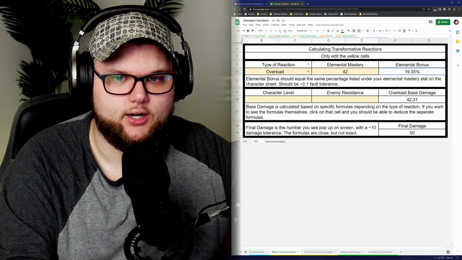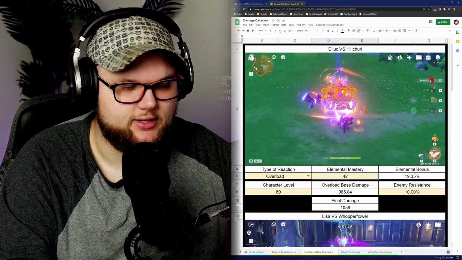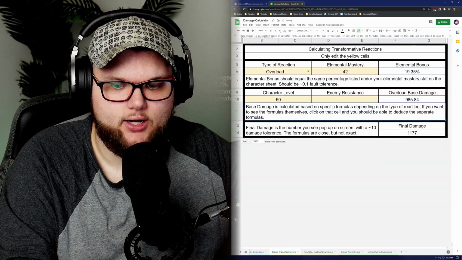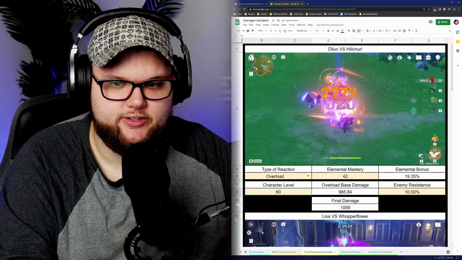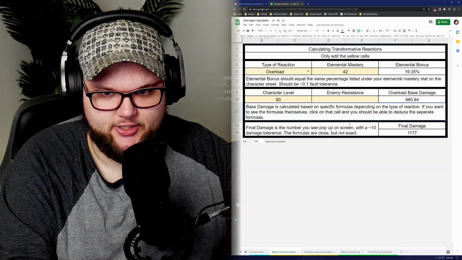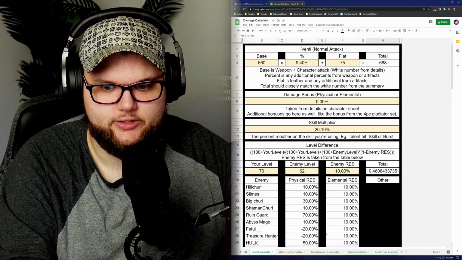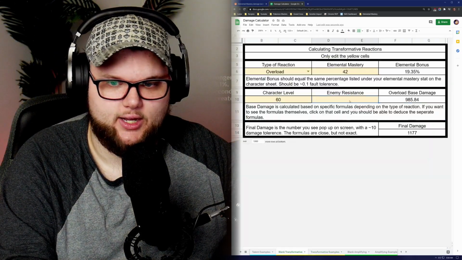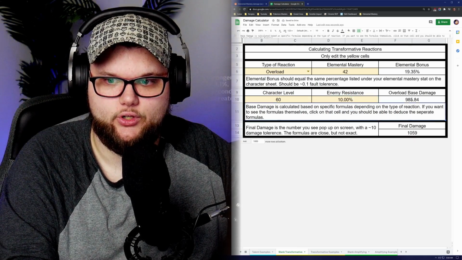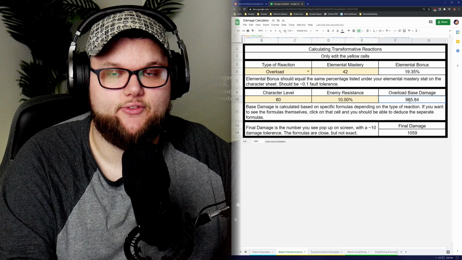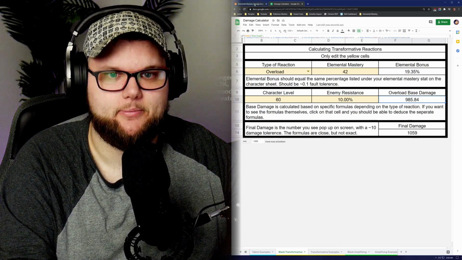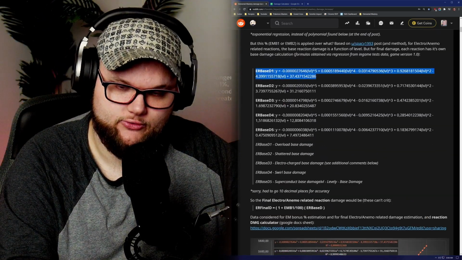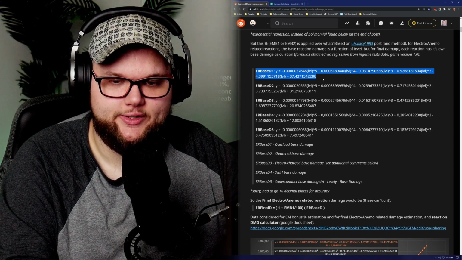So now we input our character's level, which you can see on this picture. It's kind of hard to see in the video, but it is level 60, which is what we have here. So we're just going to put in 60, and we have our enemy's resistance. So the resistance of this Hilichurl is actually 10%. And you can go to these other sheets if you need to double check your resistances, or you can look them up online. There's plenty of places that have them there. So we'll type in the 10%, which gives us an overload base damage of 985.84. So where does that come from? Well, the overload base damage is a specific formula dedicated just to overload. And this specific one only takes into account our level.